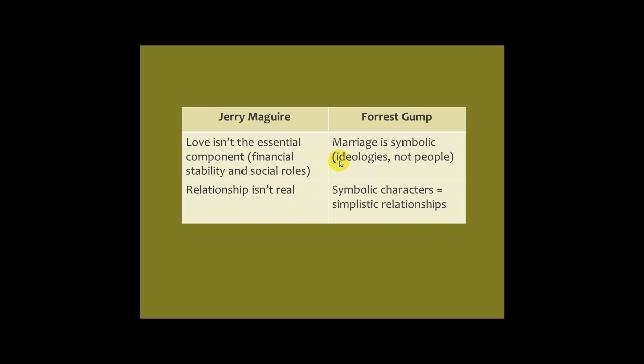In Forrest Gump, because the characters are symbolic, each character actually represents some facet of American life, the marriage between Forrest and Jenny is also symbolic, and it doesn't feel very real and fully constructed because of that. And because we have symbolic characters, we tend to see really simplistic relationships between the characters in the film.